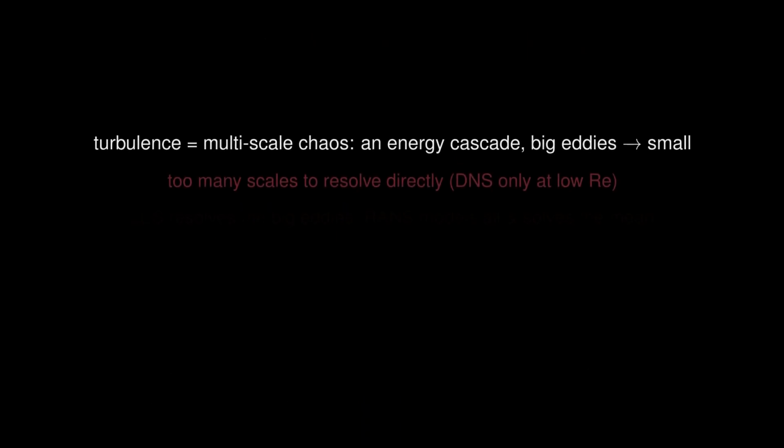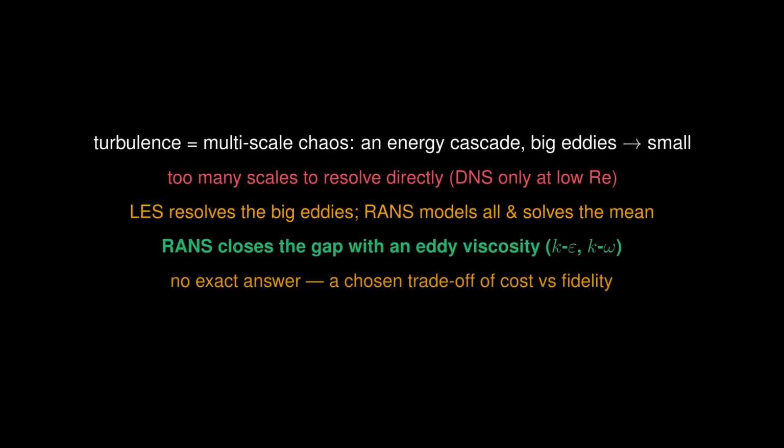So turbulence is multi-scale chaos, an energy cascade from big eddies down to small. There are too many scales to resolve directly, except at low Reynolds number, so you choose where to sit. LES resolves the big eddies. RANS models all of them and solves the averaged flow, closing the gap with an eddy viscosity. There's no exact answer here, only a chosen trade-off between cost and fidelity. Knowing what your turbulence model assumes is part of knowing whether to trust the result.